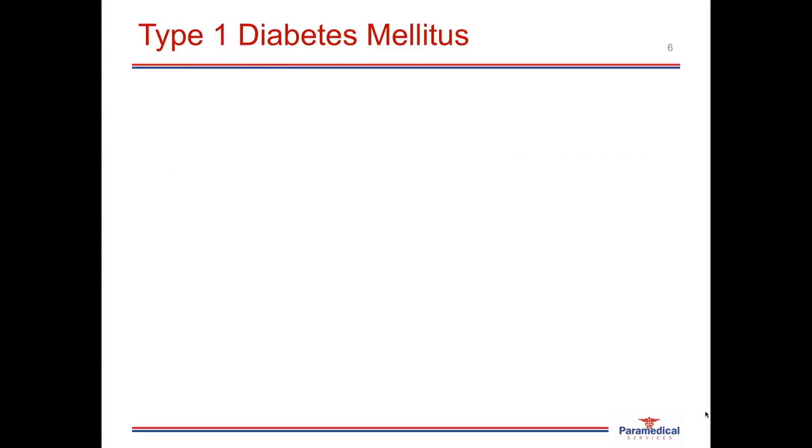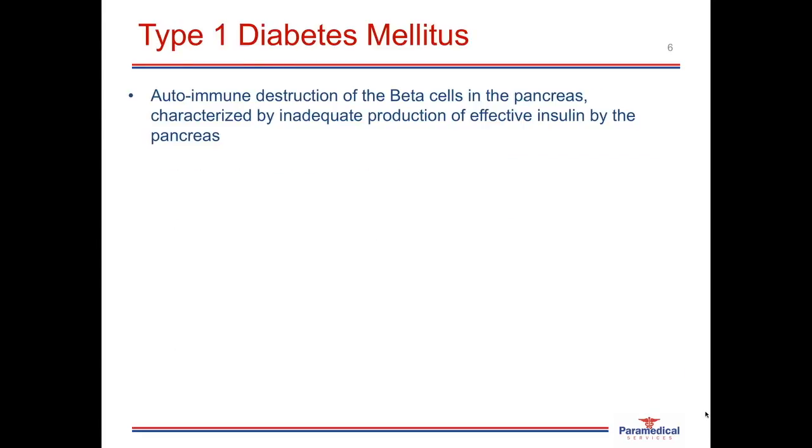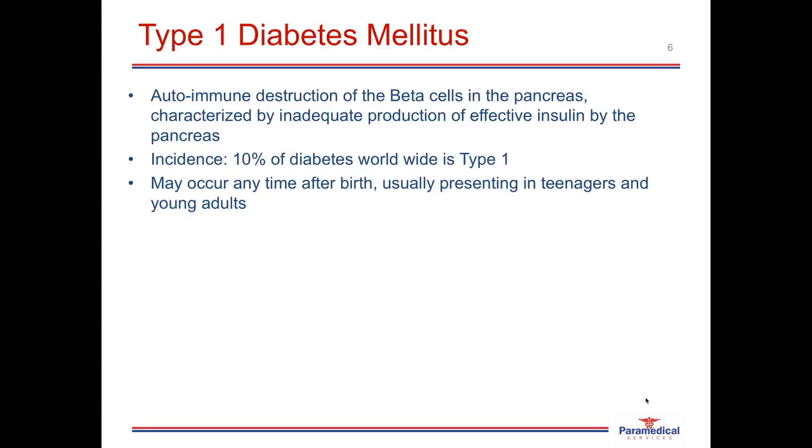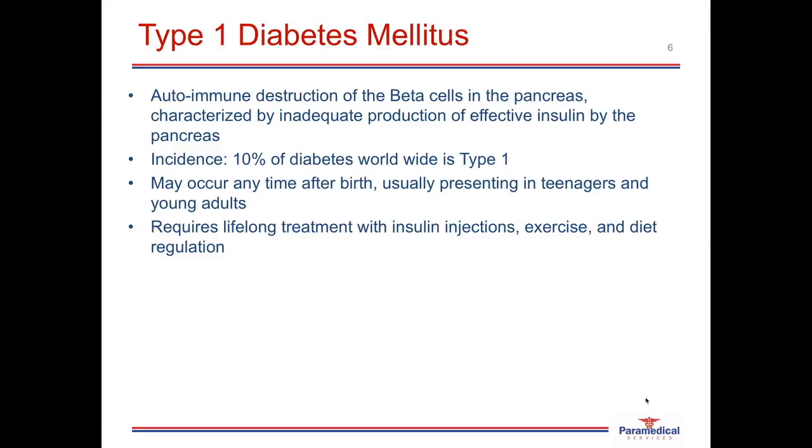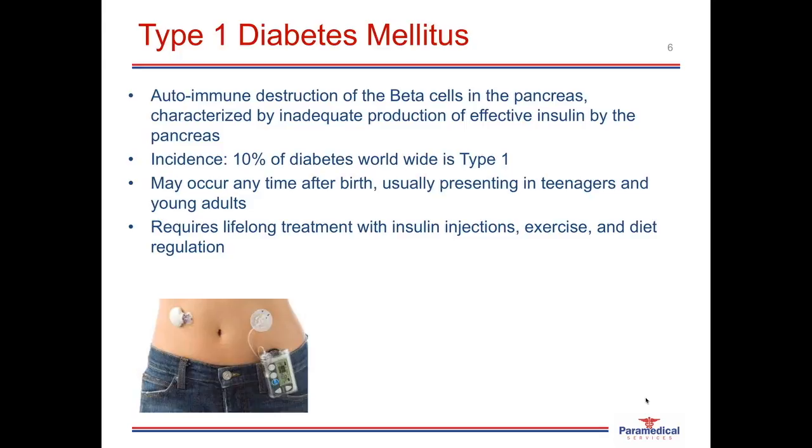Type 1 diabetes. This is an autoimmune disease where the body attacks the beta cells of the pancreas and destroys them, so no insulin is produced at all. Type 1 diabetes only makes up 10% of all diabetics worldwide. It may occur at any time after birth, but it usually presents in teenage years and in young adults. It requires a lifelong treatment with insulin injections, exercise, and diet regulation.